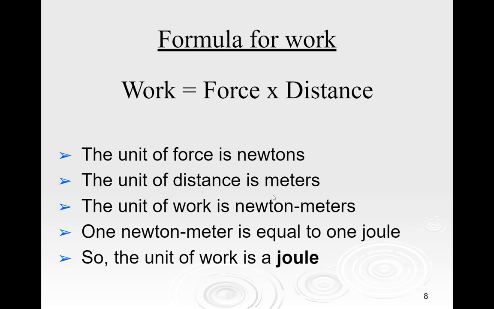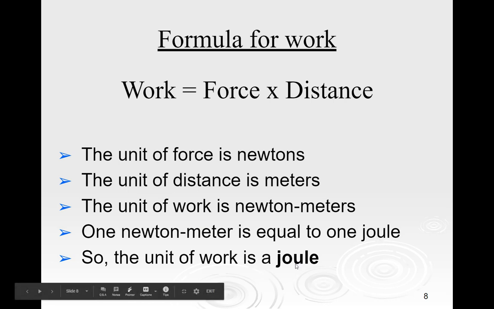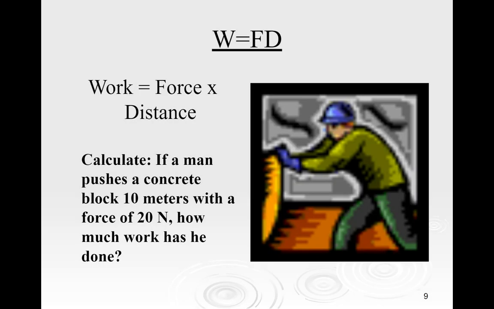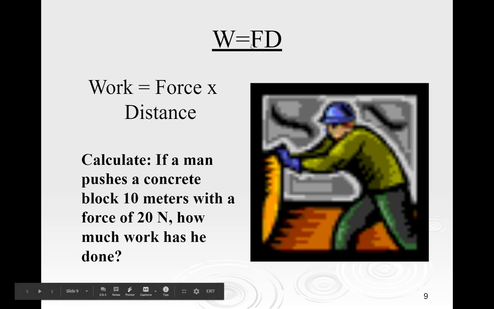But we like to abbreviate that into newtons. It's just an easier unit for us to work with. So the unit of work is newton meters. And 1 newton meter is equal to 1 joule. So the unit of work is a joule. A joule is essentially a unit of energy. All right. And work is FD. Work equals force times distance.